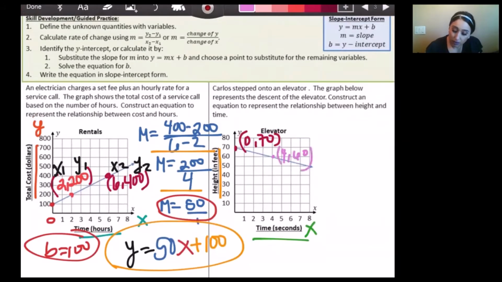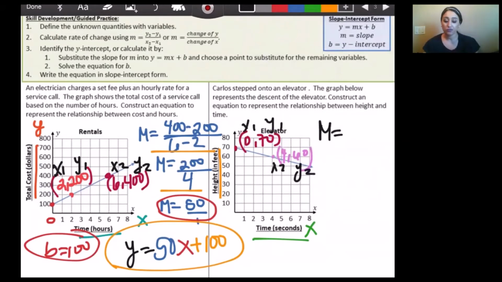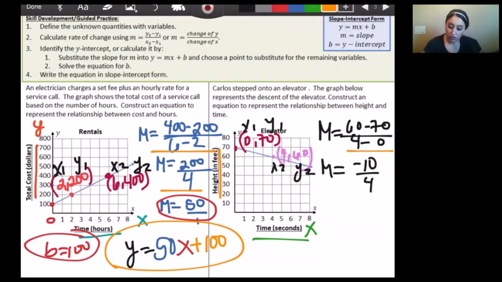Now I'm going to set this up. x1, y1, x2, y2. So m equals 60 minus 70 over 4 minus 0. M equals negative 10 over 4. I'm going to double check my work because I want to make sure. Negative 10 divided by 4 would leave me with negative 2.5.